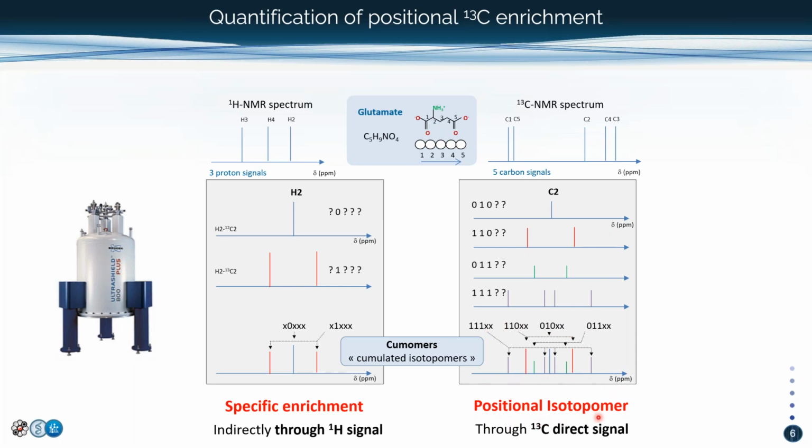This is what we are calling positional isotopomer, and in the first case, this is a specific enrichment. This is really the most detailed information in positional information that we can get with an analytical technique. And both combined are called cumomer, so for cumulated isotopomers.